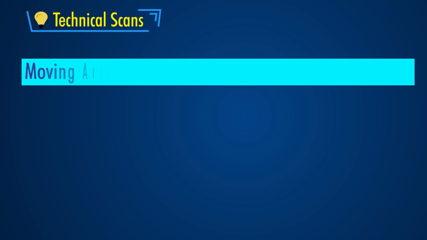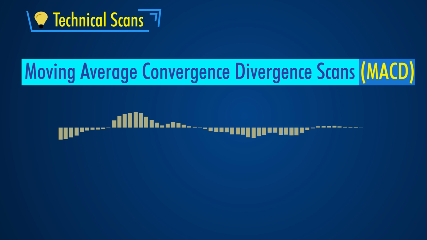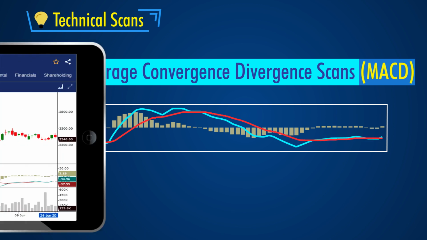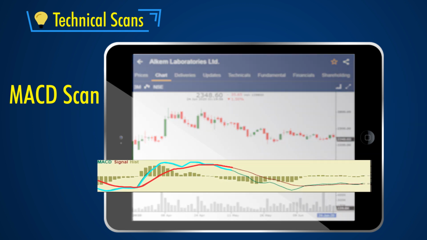Next is Moving Average Convergence Divergence scans, that is MACD scans. Moving Average Convergence Divergence, that is MACD, is a trend following momentum indicator that shows the relationship between two moving averages of prices. There are MACD scans available in StockEdge that help us in filtering the stocks based on crossing of MACD lines. One of the scans is MACD crossing signal line from below, that indicates bullish signal that suggests that the price is likely to move in uptrend when it crosses the signal line as shown on the screen.